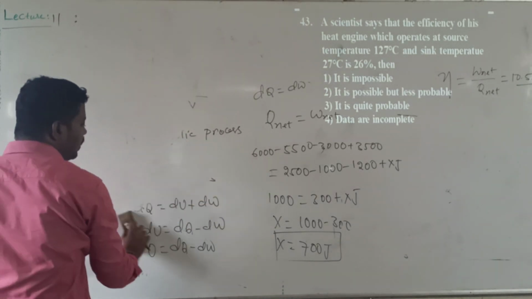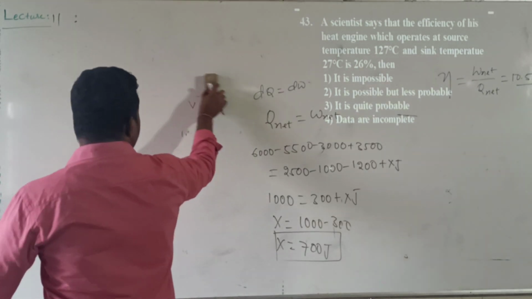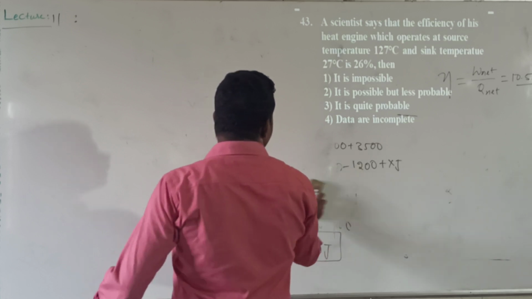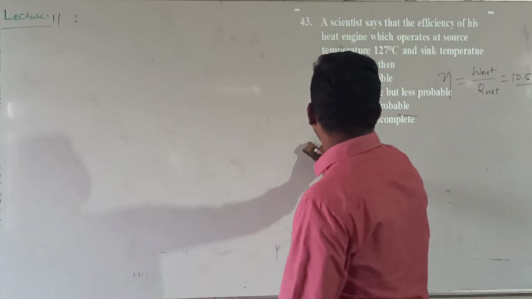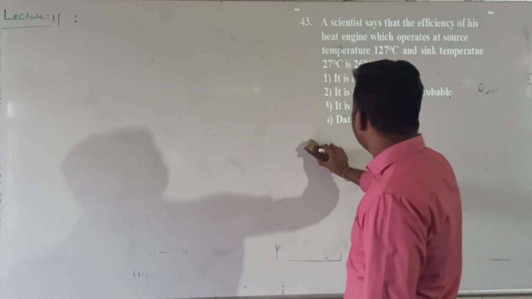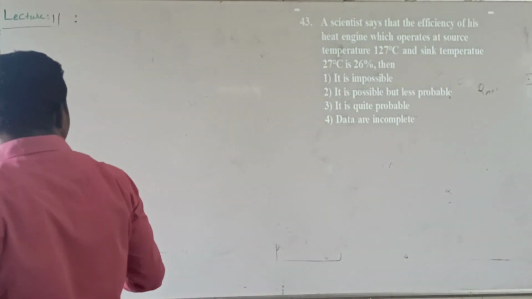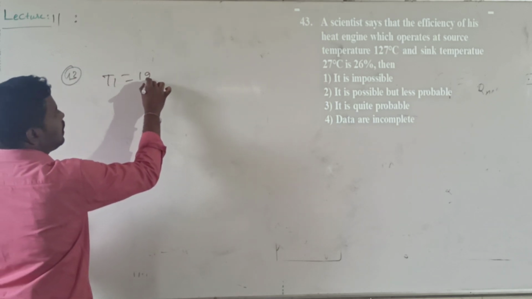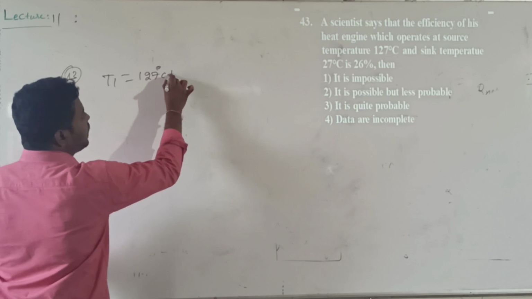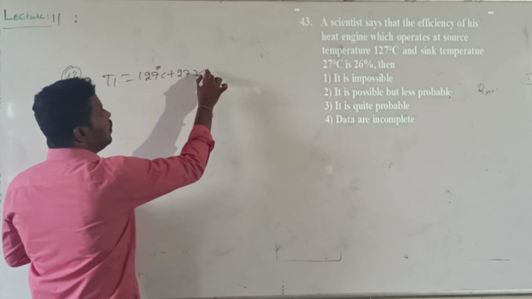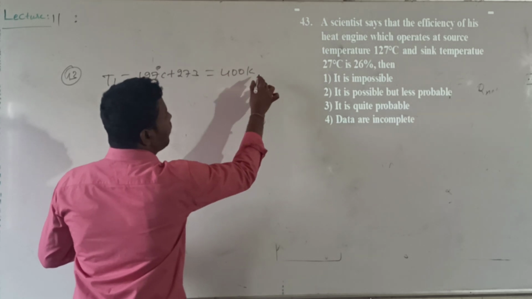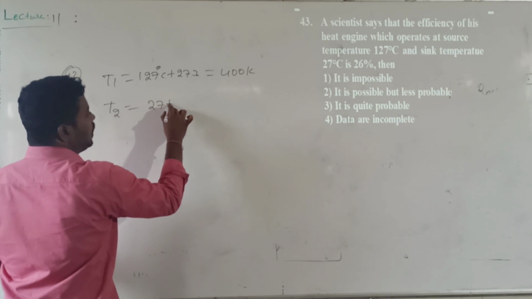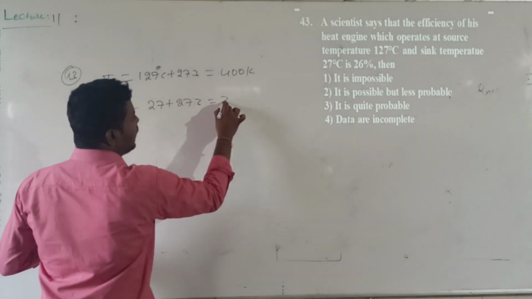This is a question based on the heat engine. A scientist says that the efficiency of a heat engine which operates between the given temperatures of the source and sink. The source temperature is given, and the sink temperature is given. What is the temperature of the source T1? 127 degrees Celsius, 127 plus 273, around 400 Kelvin. And the temperature of the sink is given as 27, 27 plus 273, 300 Kelvin.